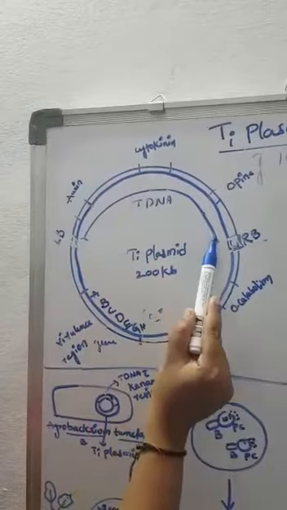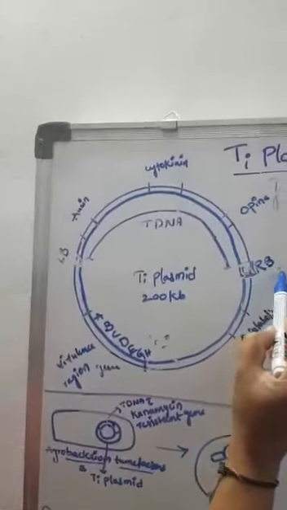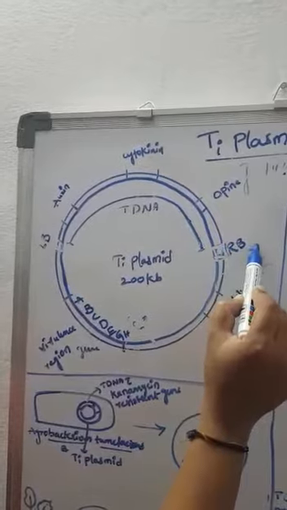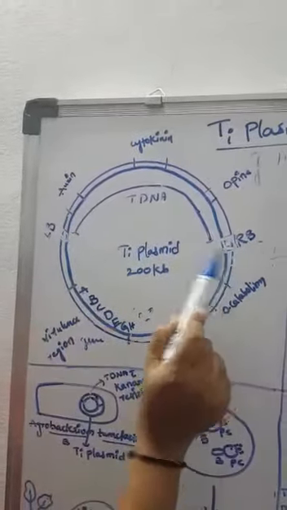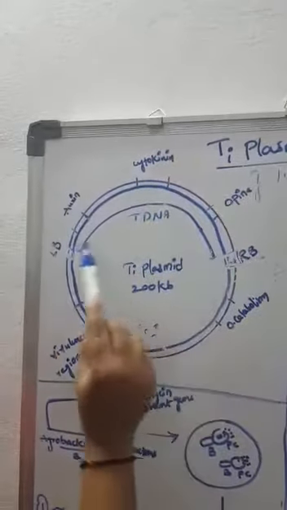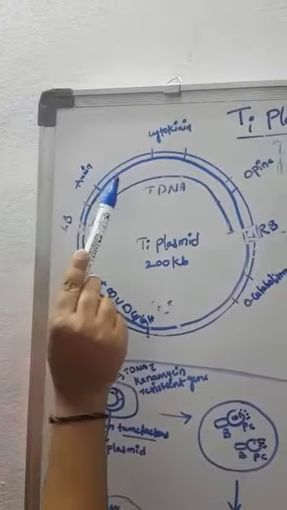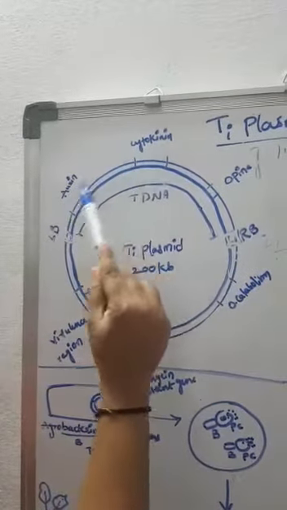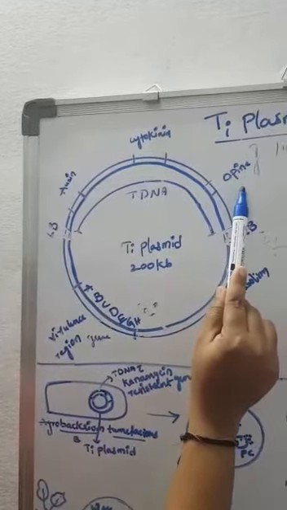This tDNA is bound to this plasmid by 25 base pair sequences. Here this is the right side border and this is the left side border. In these two portions it is bound to this TI plasmid, and this tDNA consists of different genes which are helpful: the genes for synthesis of auxins, cytokinins, which are phytohormones, and opines. Opine synthesis is nothing but amino acid synthesis.